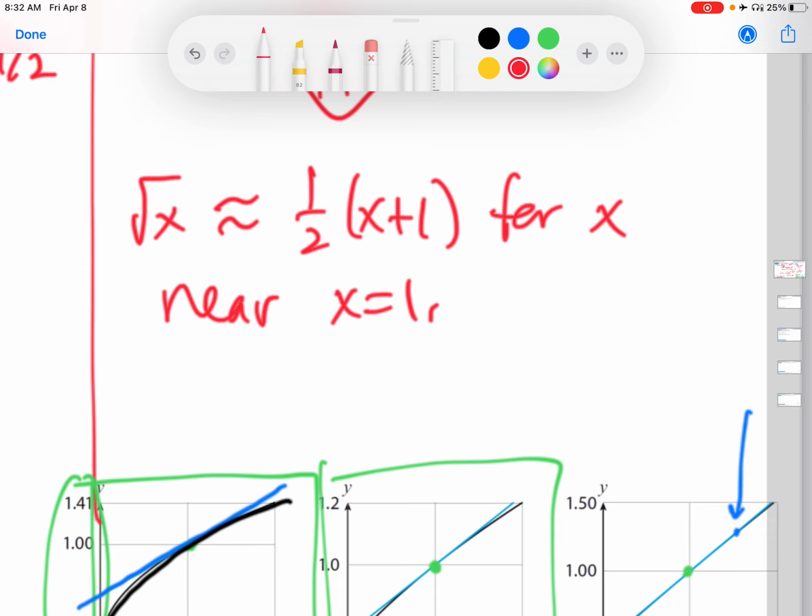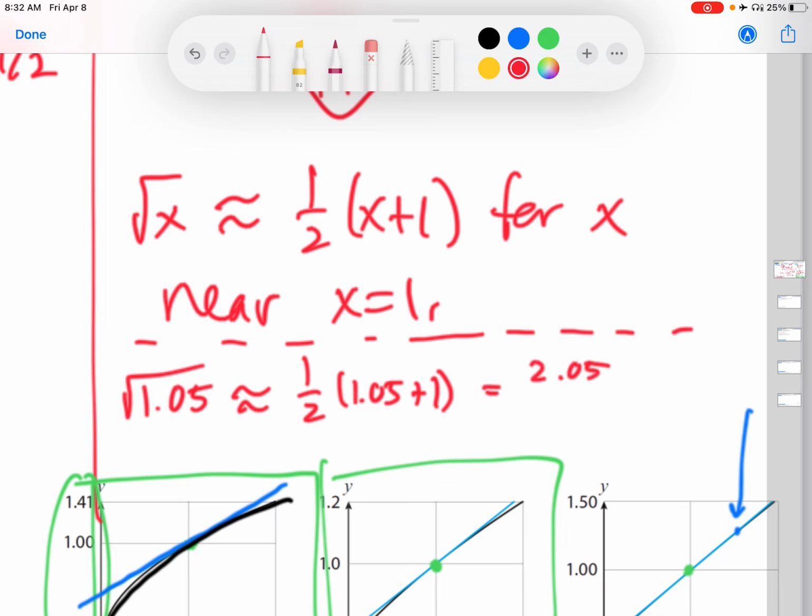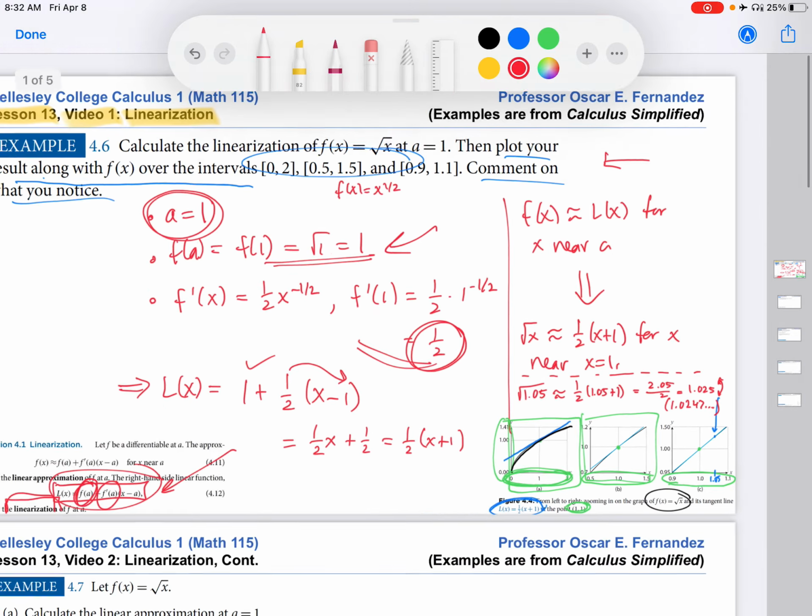So using the equation we just calculated up here, square root of 1.05 is approximately 1/2 times 1.05 plus 1. Then I would just work this out. This is 2.05 divided by 2, which is 1.025. And this ends up being very, very close to the actual value of square root of 1.05, which is 1.0247 dot dot dot. Very close approximation to the actual value. We'll talk more about that in the next video, but I'll zoom out here and do a quick review.